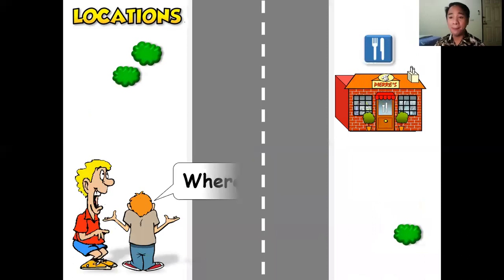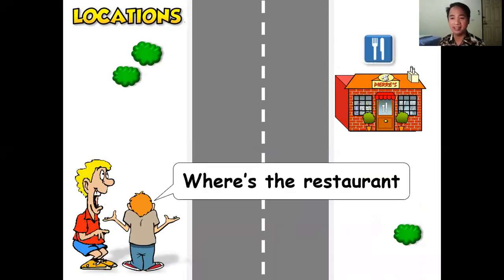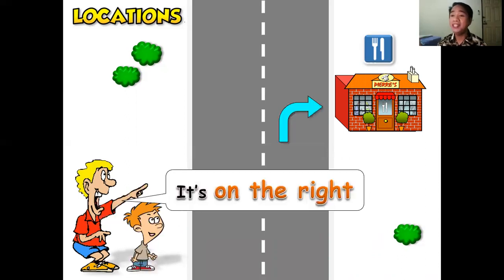How about this example? Where's the restaurant? Where is the restaurant? What is your answer now? How will you reply to the question? So you can answer this way. Okay, it's on the right side of the road, or you can say in a simple manner, it's on the right. Okay, you can find there the restaurant. So that's how you answer.